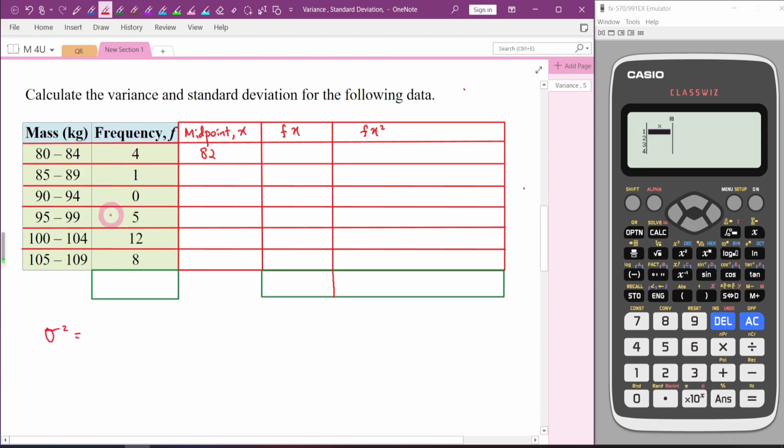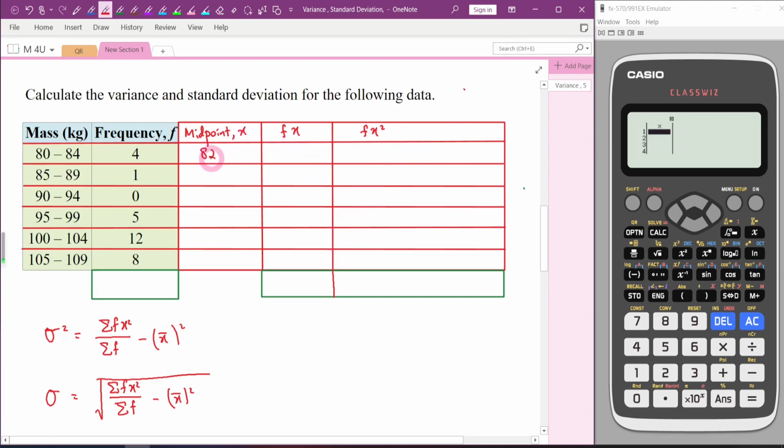Variance, so okay, this is a frequency table, we have frequency. I'm going to use this formula. Okay, so this is for variance. Standard deviation, you just square root this whole thing. Okay, so this is standard deviation. So from here we know that we need to find the sum of fx squared and the total frequency and also the mean. Therefore, I already added some rows and columns here.